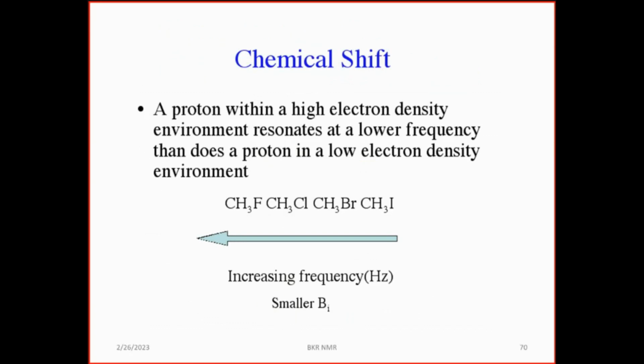So a proton with high electron density resonates at lower frequency than a proton with low electron density. Why does a low electron density proton absorb higher frequency? Because there are fewer electrons around it, the radio frequency field we send goes right inside. We know that omega 0 is equal to gamma B0. So B0 increases, omega 0 increases, and we know that nu is equal to omega 0 by 2 pi. So omega 0 increases, so what happens to the resonance frequency? It increases. Very simple, just remember the formula.